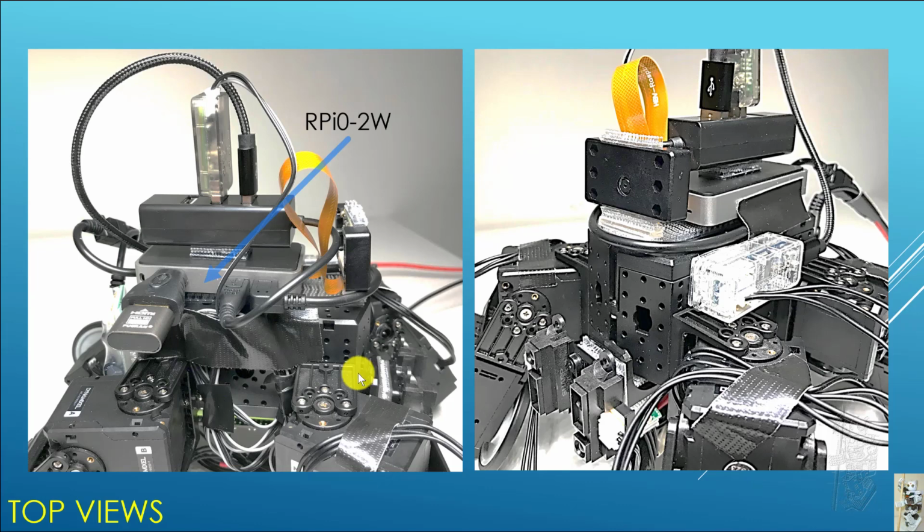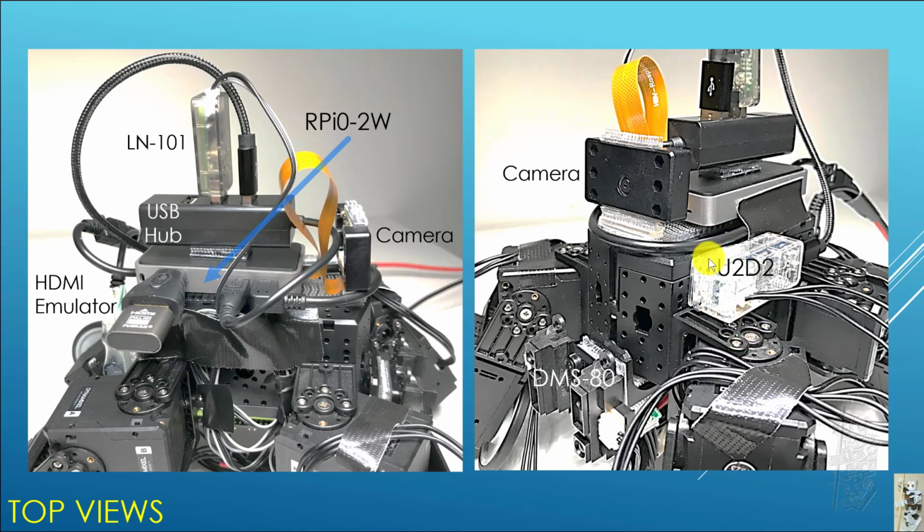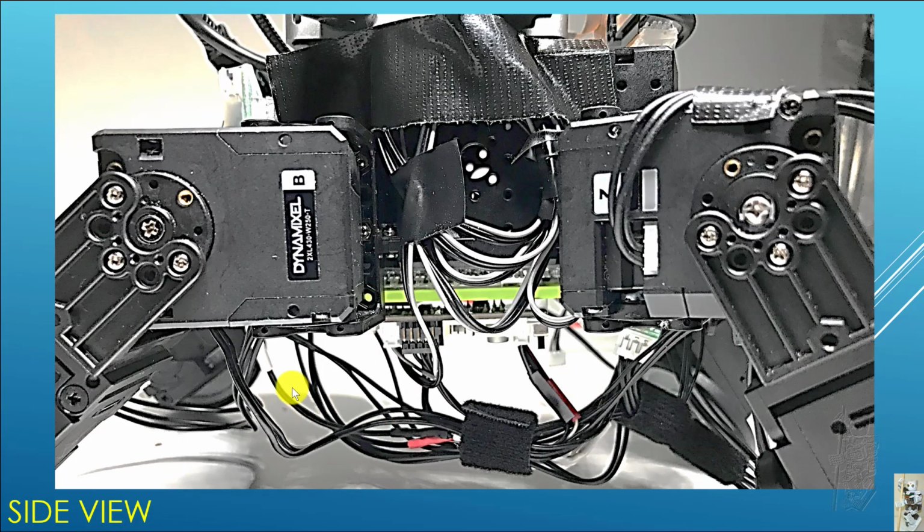So here is the top view. Of course, the RPi0-2W, you can see I put it in a FLIRC case, USB hub, of course the LN101 here, and then of course the HDMI emulator here, the camera in the usual place, and the distance sensor up front, and the U2D2 on the left side on top near the middle part of the robot. This is the side view. I had to use whatever X3P cable that I have, so it's a little bit longer than I need, so it drags a little bit, but it's not bad.